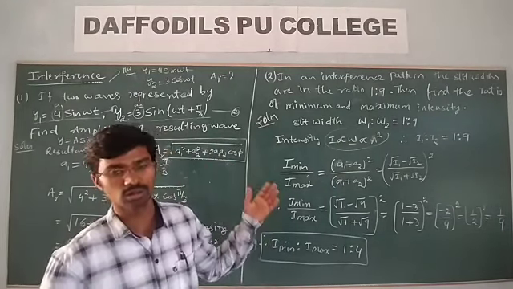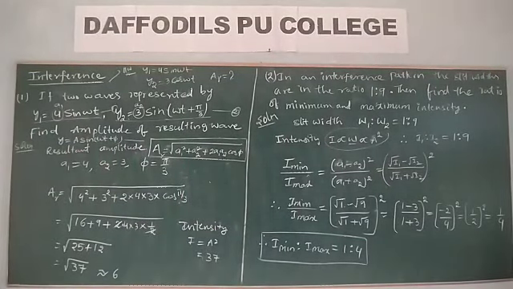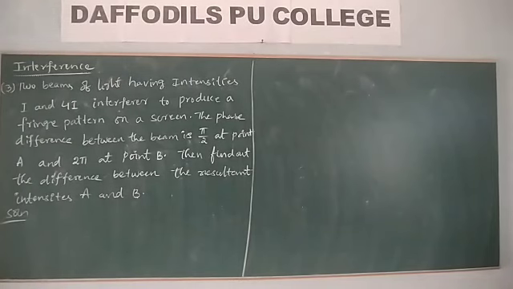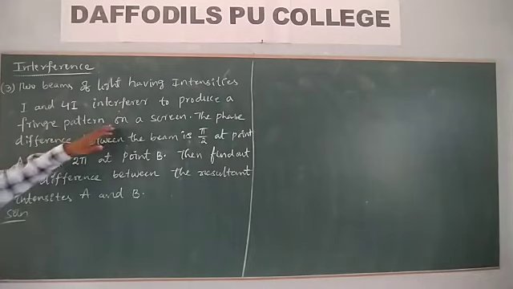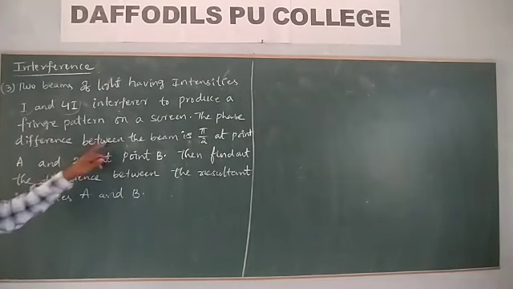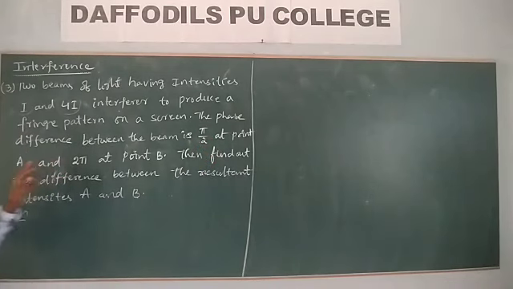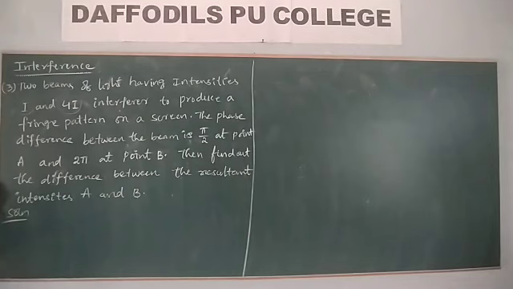So let me discuss a few more examples. Two beams of light have intensities I and 4I and interfere to produce a fringe pattern on the screen. The phase difference between the beams is pi by 2 at point A and 2 pi at point B. Then find the difference between the resultant intensities at A and B.